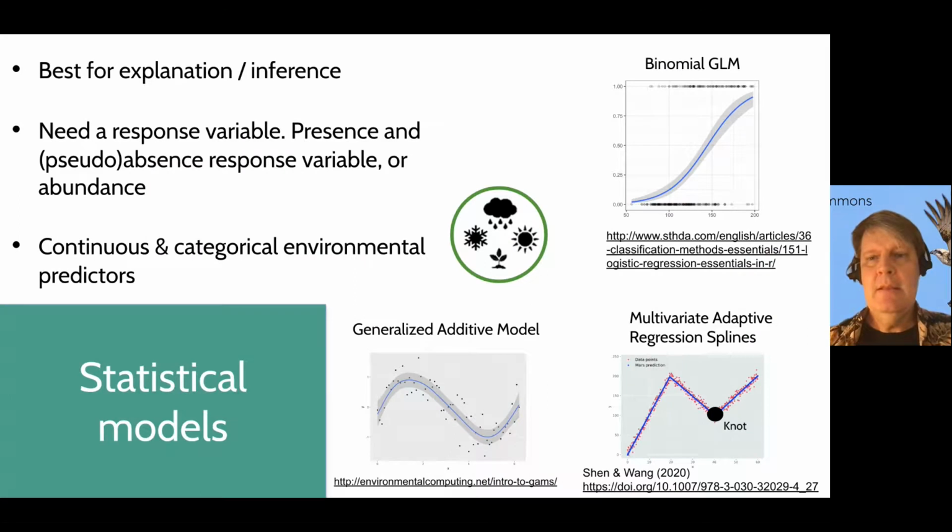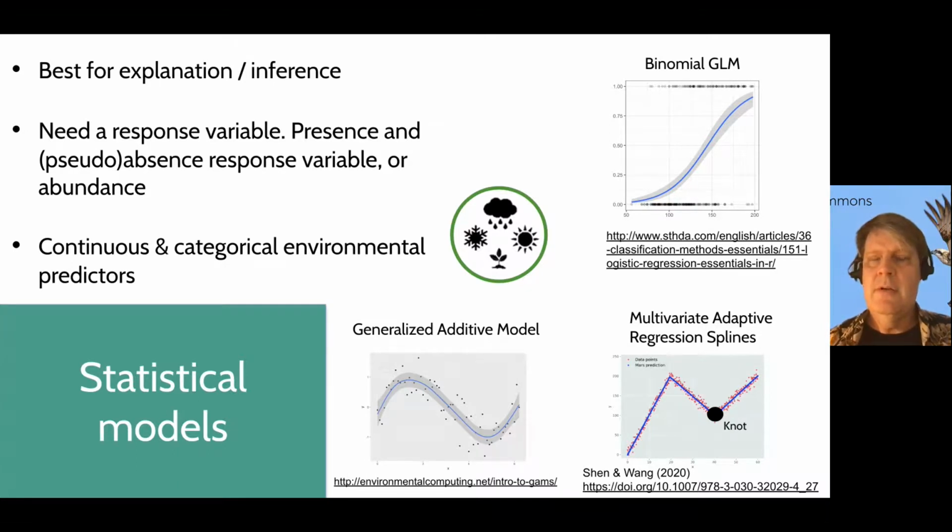And so we will be talking quite a bit about some of the statistical models. Be showing you a couple of real brief examples of a binomial GLM and a generalized additive model for when those relationships between your predictors and your response are not linear. And again, the statistical models are really good for inference. They can be really good for prediction if you have good data feeding them, or if you have a really good understanding of the system that you're modeling. And you need a response variable. You need presence absence data or abundance data, something like that.